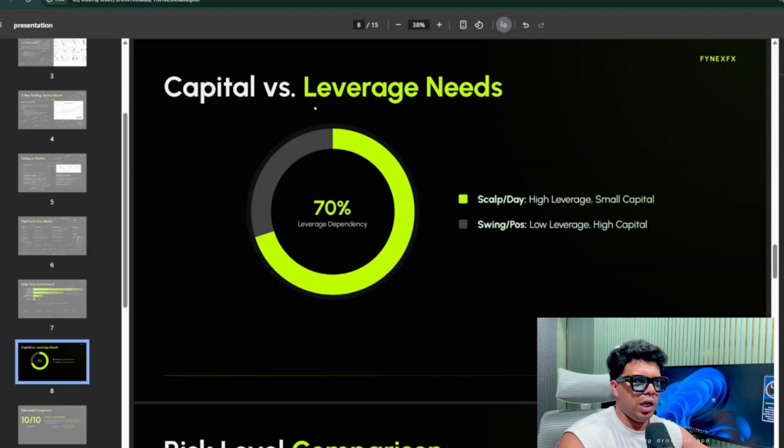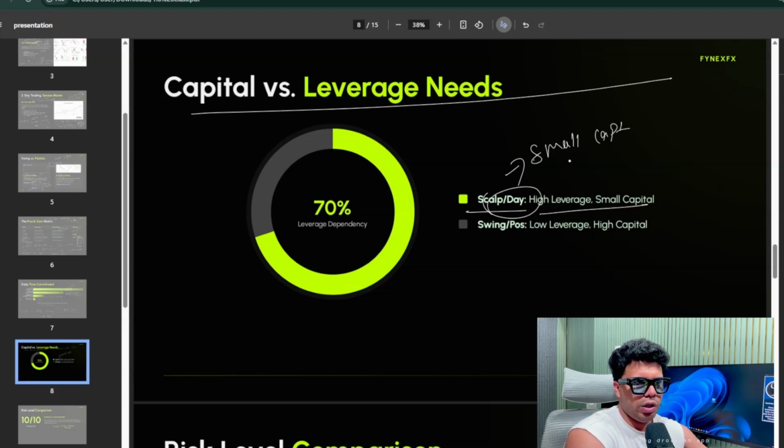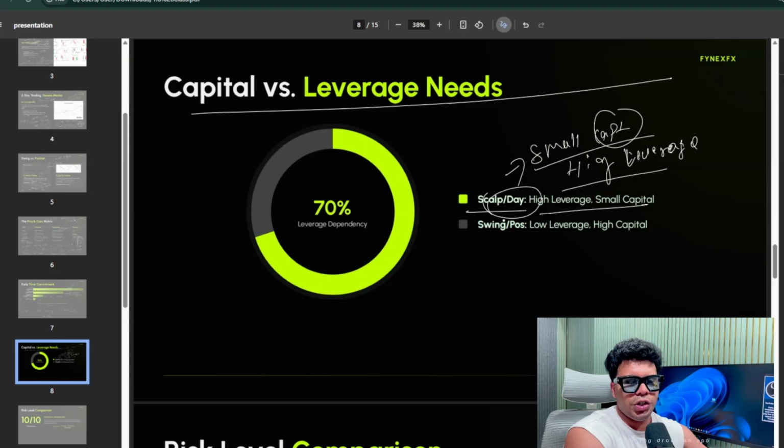See the capital and leverage needs in trading. As a scalper and a day trader, you can start with a small capital, because you can use high leverage. Small capital, high leverage, as a scalper or day trader. What is leverage, and why is small capital required for scalping and day trading? Better to watch the previous video. We discussed leverage there.